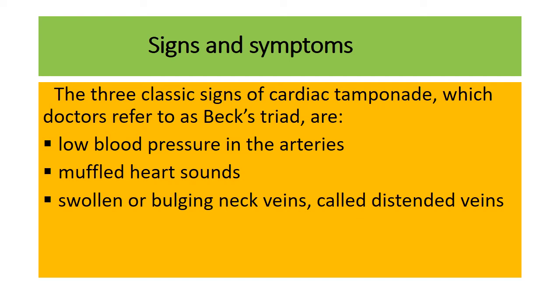Coming to the signs and symptoms of cardiac tamponade, there are three classic signs, which doctors commonly call Beck's triad. Whenever a patient comes to the clinic with any symptoms of cardiac tamponade, we first assess the patient with Beck's triad. First, the patient will have low blood pressure in the arteries, and second, a muffled heart sound. A muffled heart sound results when fluid or tissue acts as a barrier between the heart and the stethoscope. And third, there will be swollen or bulging neck veins, called distended veins.